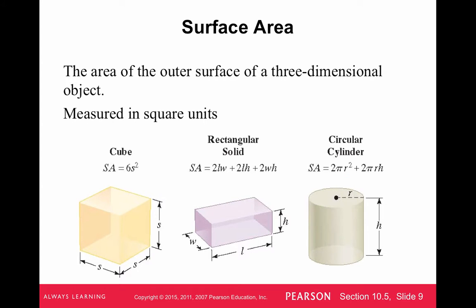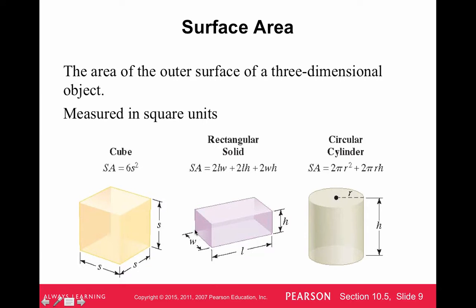Surface area. So for any three-dimensional object, you can find the area of the surface outside by breaking up the sides and just finding those areas and adding them all up. We have some quicker formulas if you want to use those. I'm not a big fan of these formulas. The only one that I really get attached to is the surface area formula for a cylinder, because it's a fairly complicated formula.